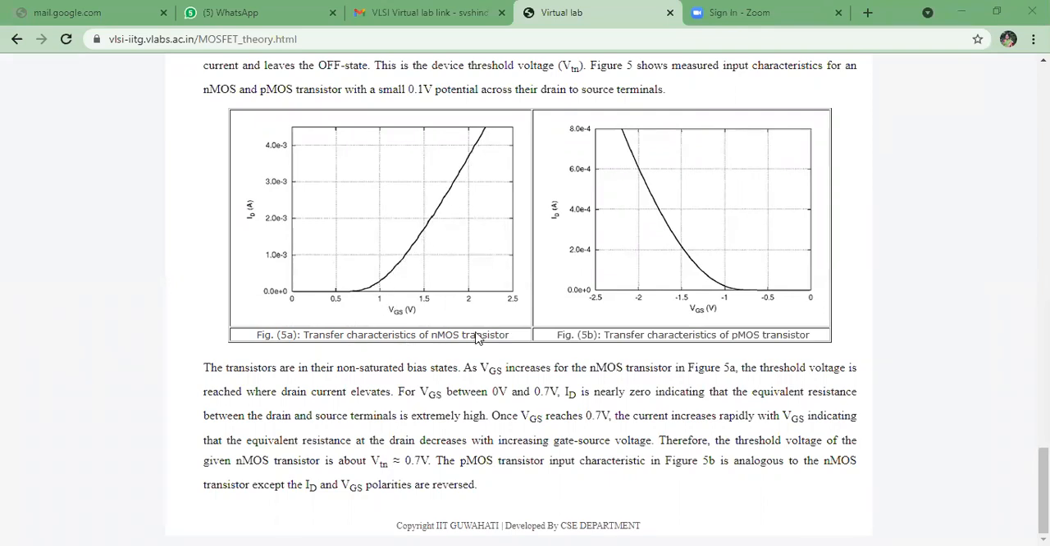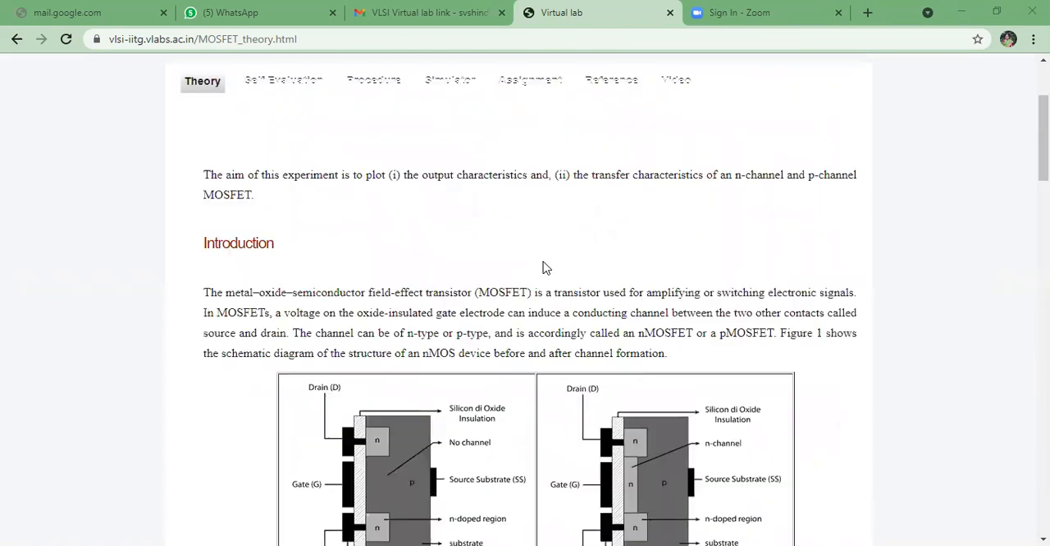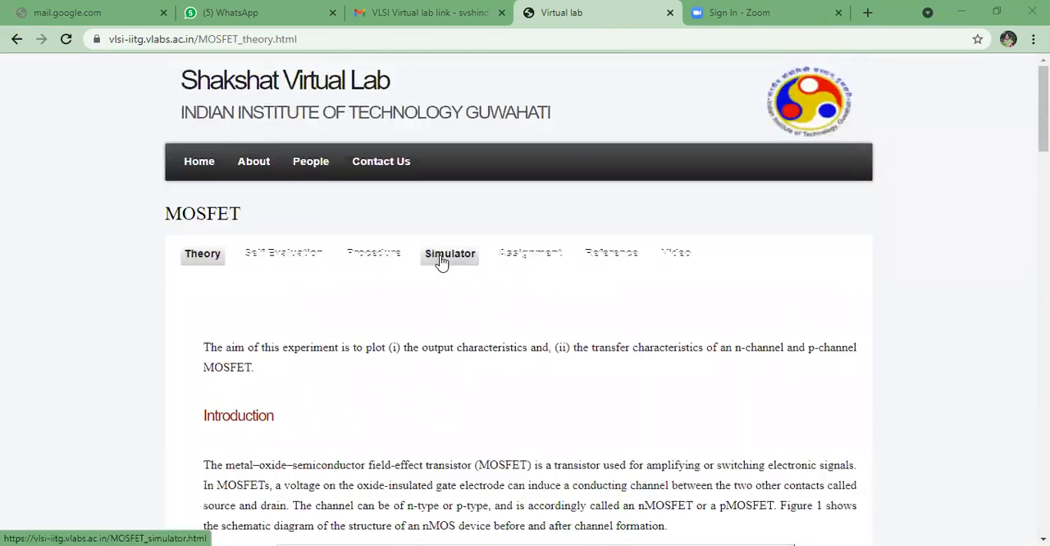So this is the transfer characteristics of an N type MOSFET, and this is the transfer characteristics of a P type MOSFET. Here the same condition is applicable, but VGS is increasing in the negative. Here VGS is increasing positively and here VGS is increasing negatively. So I think this is sufficient for the explanation. Now let's go for the simulation.